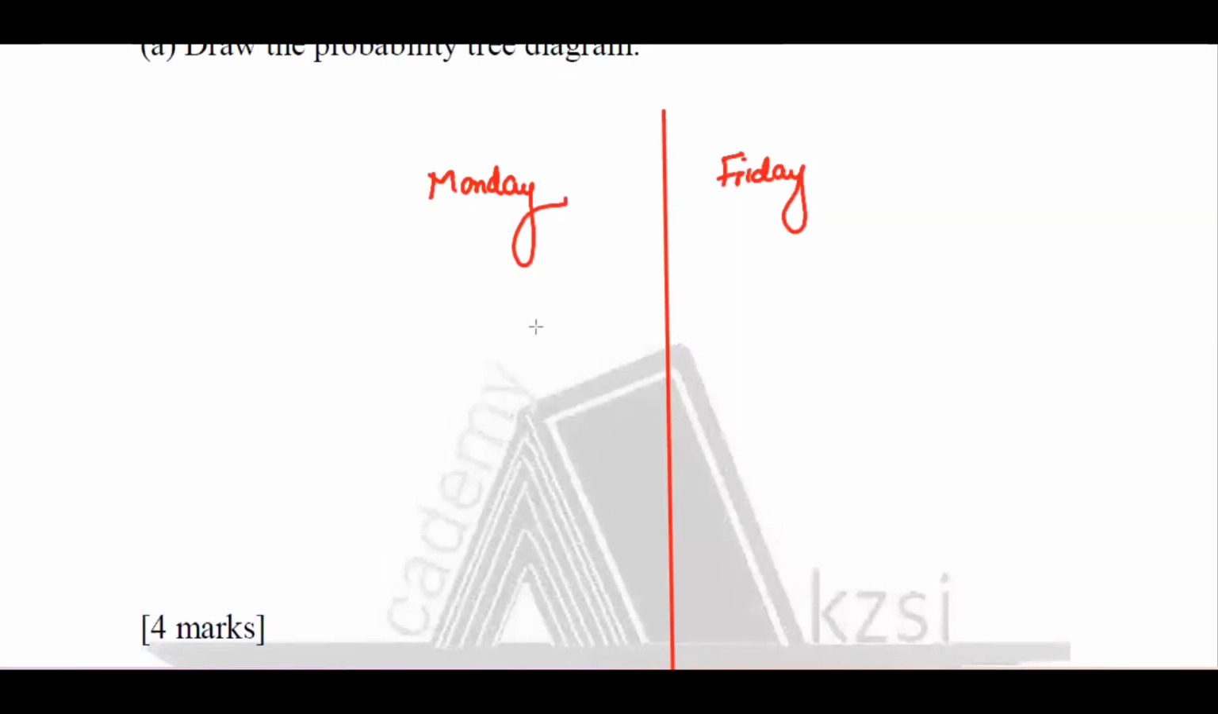The train will get late, the probability of it is 0.2. So there are two chances. Either the train will be late or will be on time. So if it's late, the probability is 0.2. If it's on time, it means it will be 1 minus 0.2. That's going to be 0.8.